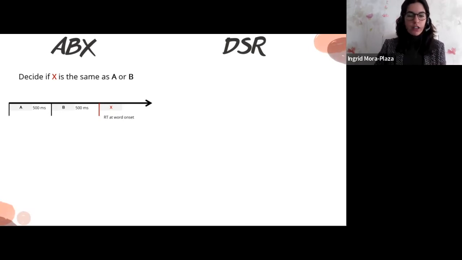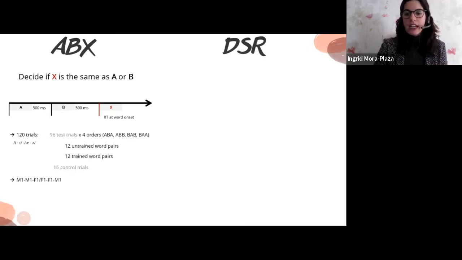So the test consisted of 120 trials, 96 experimental trials testing the contrast, and 16 control trials testing a vowel contrast which did not pose any kind of difficulty for learners. And they were presented in 4 possible orders. Furthermore, 12 target minimal word pairs were trained, 12 were untrained, and the target response was always produced by a different voice that they had not heard before. So we analyzed the average correct responses and also the reaction time.